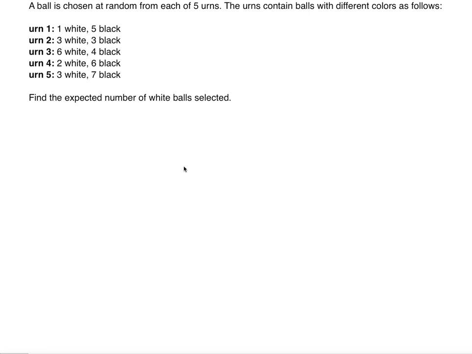A ball is chosen at random from each of the 5 urns if the urns contain balls with different colors as follows. So in each urn there's a distribution of white and black balls. We need to find the expected number of white balls selected, right?